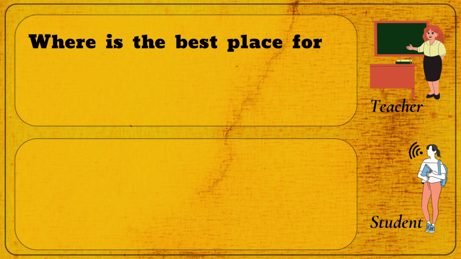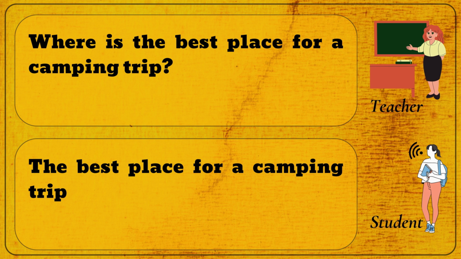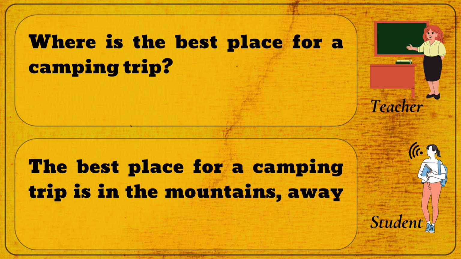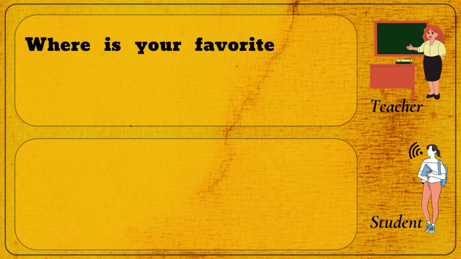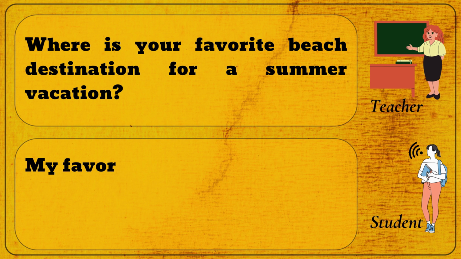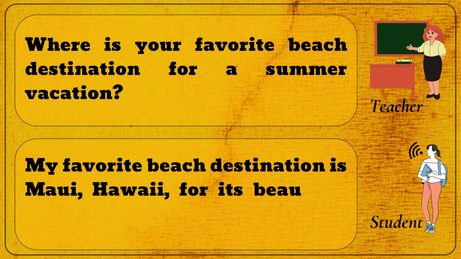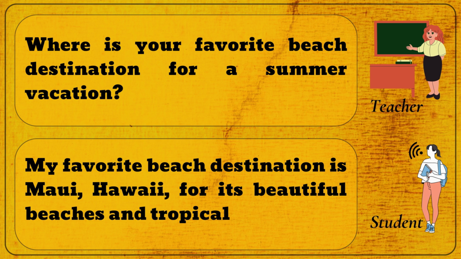Where is the best place for a camping trip? The best place for a camping trip is in the mountains, away from city lights. Where is your favorite beach destination for a summer vacation? My favorite beach destination is Maui, Hawaii, for its beautiful beaches and tropical vibe.